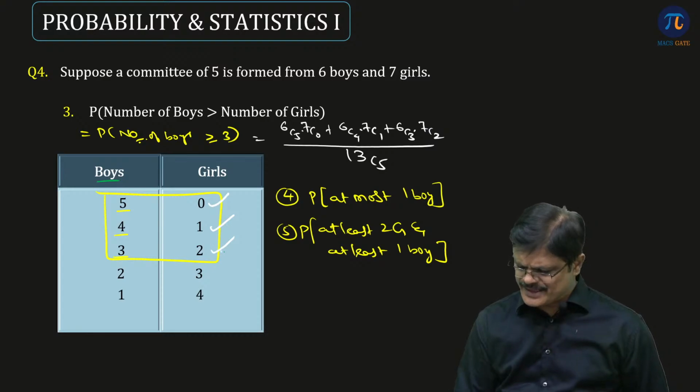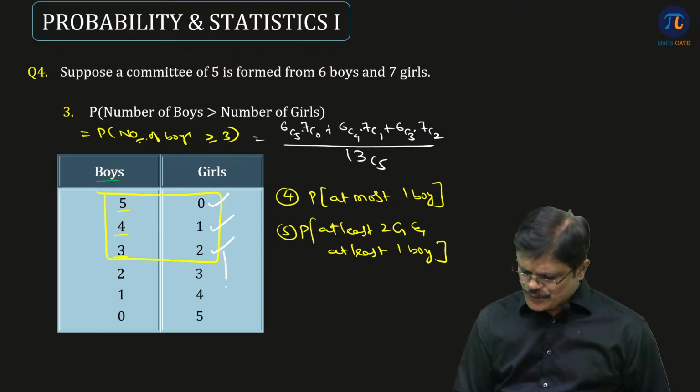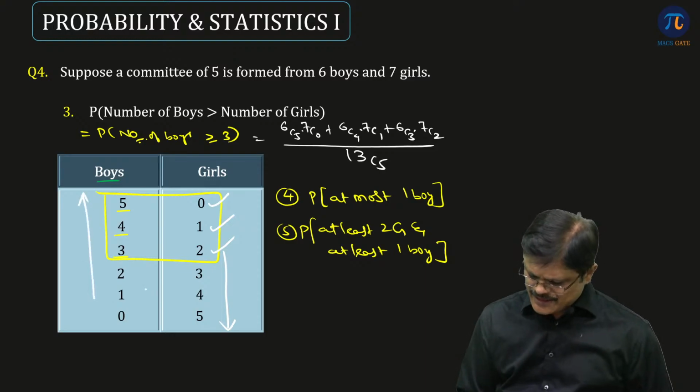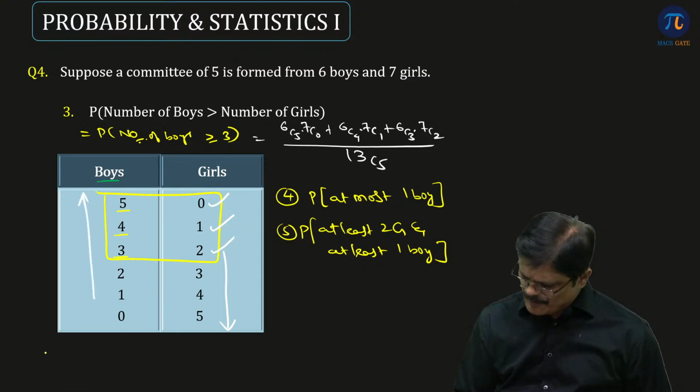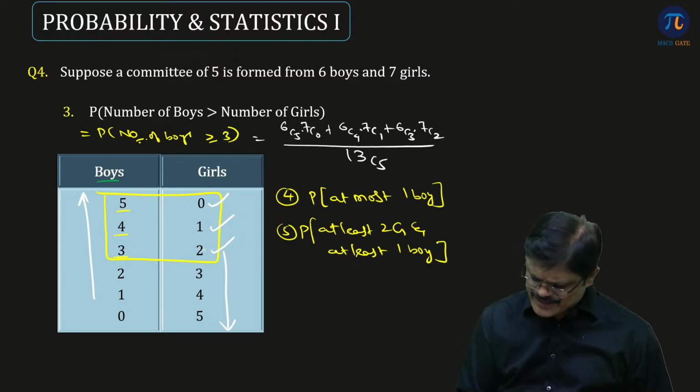At least 2 girls. 2 girls means what, sir? 2 or more this side, and at least 1 boy, 1 or more this side. So what is the common part for this? At least 2 and at least 2 is this, and at least 1 is this. The common part is what? This one, these three cases.